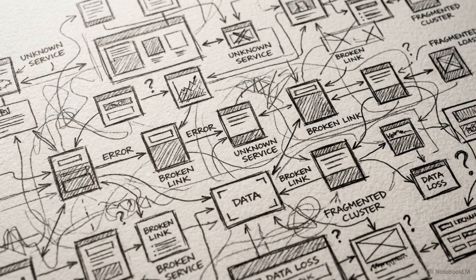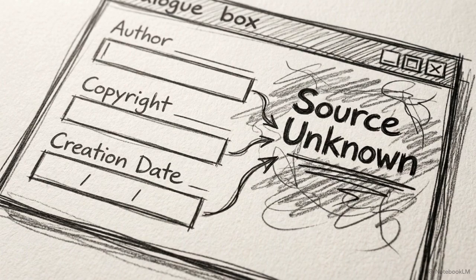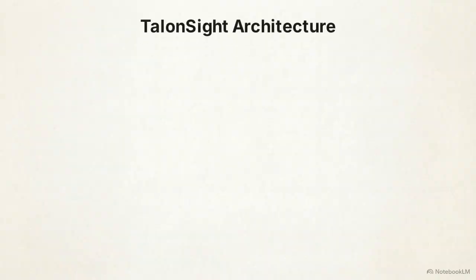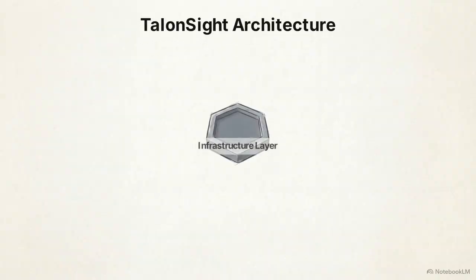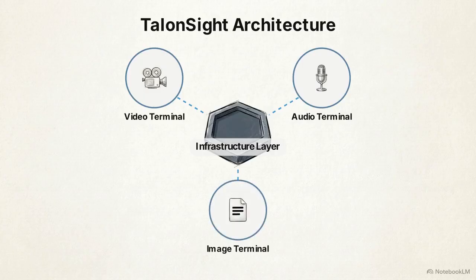Relying on separate applications creates artifact fragmentation. You lose track of which prompt generated which image, you struggle to prove copyright compliance, and asset lineage disappears into isolated browser histories. This schematic outlines the talent site architecture. It is a unified system built around a central infrastructure layer that coordinates all of your distinct creative terminals, video, audio, and image, from one hub.